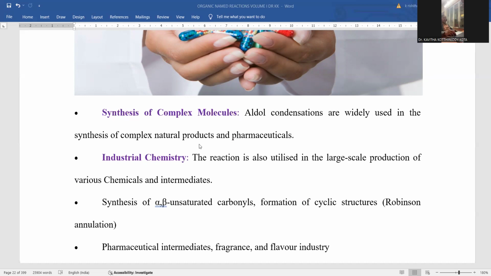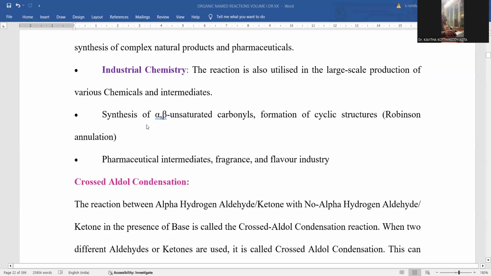Industrial chemistry, not only the pharmaceutical but also bulk scale synthesis process utilizes large scale chemical synthesis through the aldol condensation mechanism. Alpha beta unsaturated carbonyls formation, cyclic structures, Robinson annulation taking place as a part of this aldol condensation process. Pharmaceutical intermediates, fragrance, and flavoring industry is also considered as an application perspective for aldol condensation.